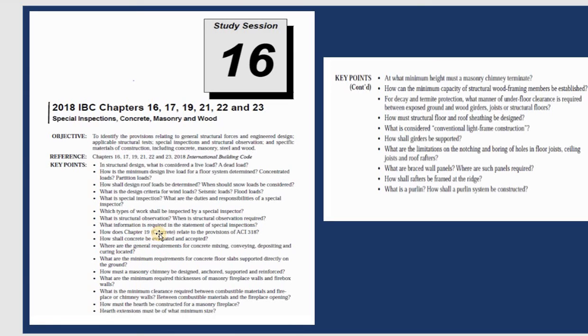In chapter 19, we learn about concrete material, related to the provisions from ACI 318, and after that we learn more about the minimum clearance between combustible material and the fireplace and chimney wall. We also need to know about the minimum height for the chimney termination, and a few more things on the roof rafter.